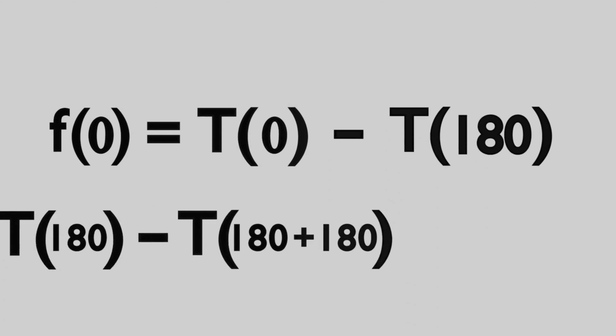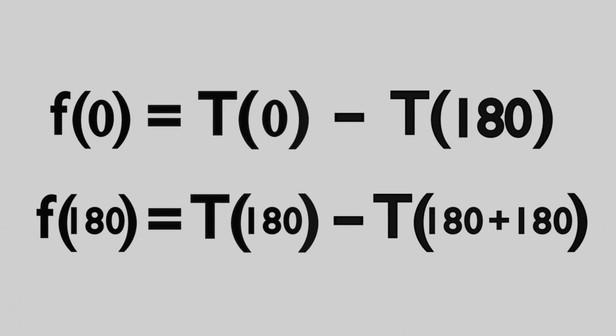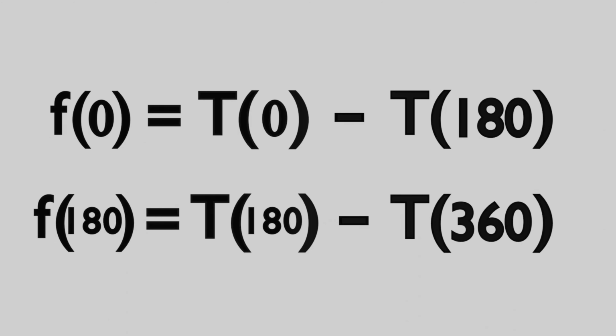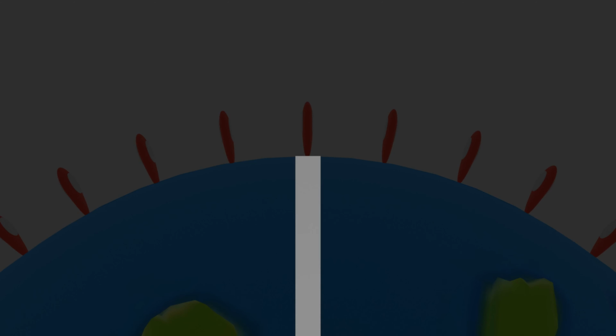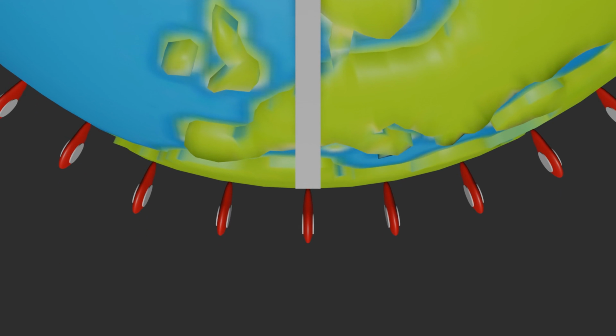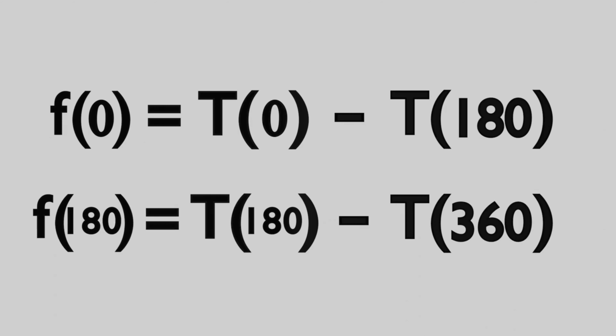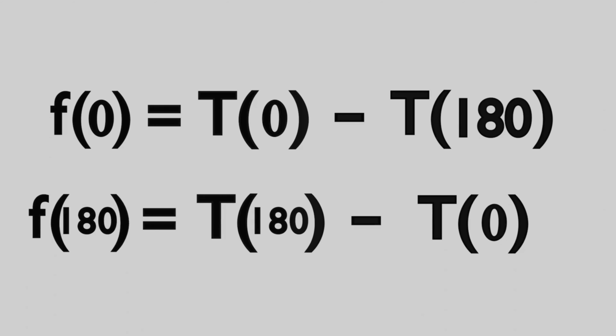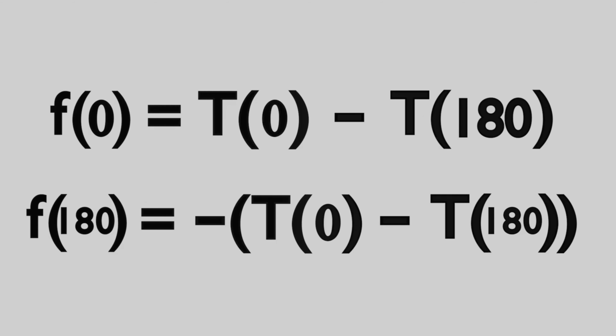If we then substitute angle equals 180 degrees into f(x), we get T(180 degrees) minus T(360 degrees). This is the same as taking the temperature on the opposite side of the equator and then subtracting the temperature at our initial position on the equator. This can be simplified to T(180 degrees) minus T(0 degrees), as the position 360 degrees around the Earth is the same as our initial position. We can now see that our second expression is just the negative of the first expression.